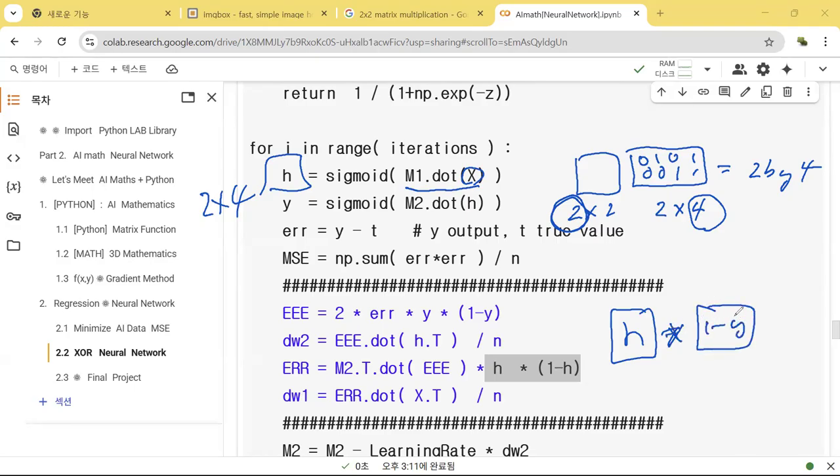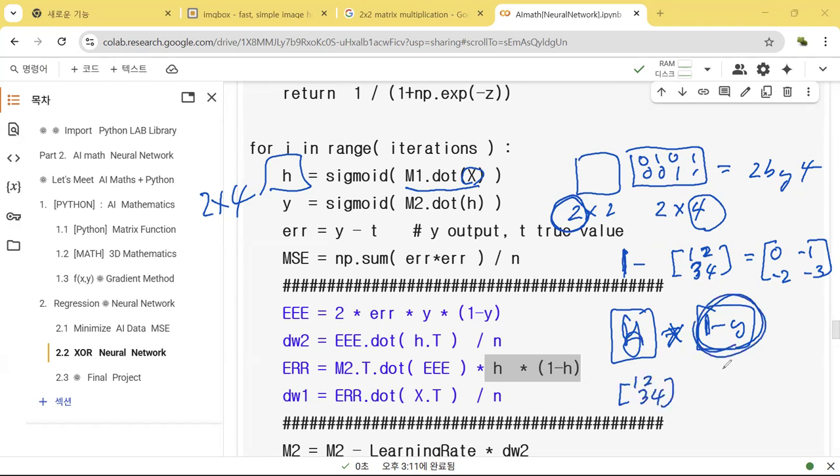And then H, this is the multiplication. The size is the same, 1 minus y. So 1 minus y means, suppose y is 1, 2, 3, 4 like this, and then 1 minus 1, this one is term-wise, okay? 1 minus 1 is 0. 1 minus 2 is what? That is minus 1. 1 minus 3 is minus 2. 1 minus 4 is minus 3. So if y is 1, 2, 3, 4, 1 minus y is 0, minus 1, minus 2, minus 3, like this.